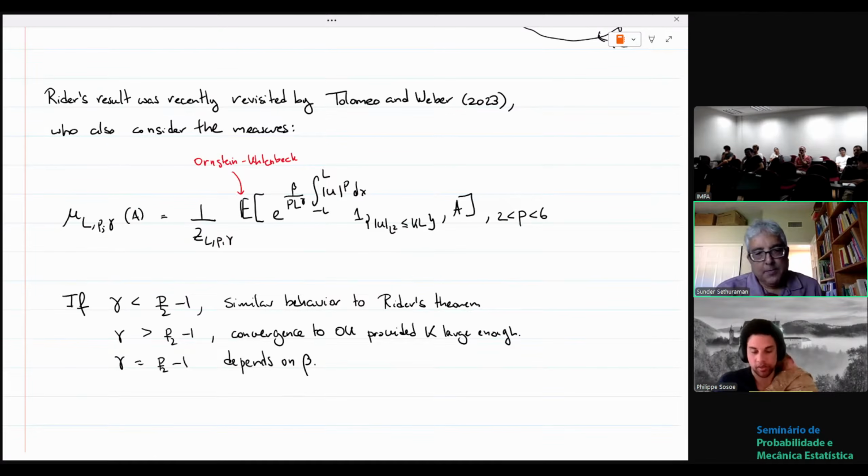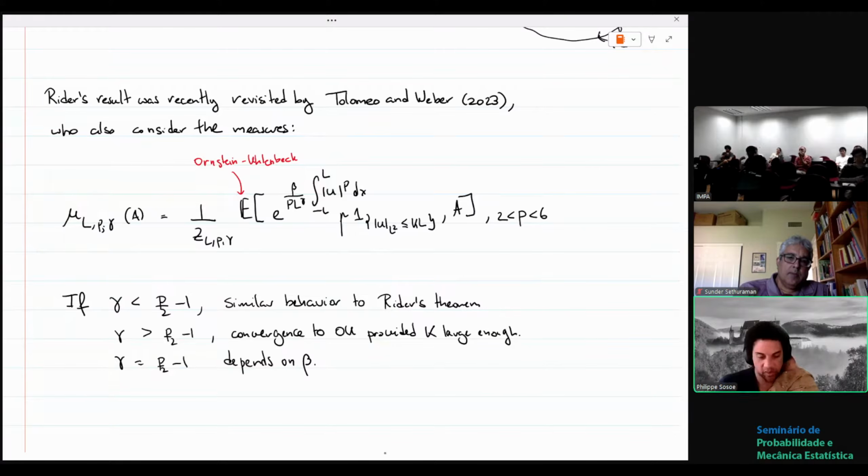Okay, so Writer's result was revisited very recently by Ptolomeo and Weber, who also considered other measures. They say, well, if we put the full power of the nonlinearity, then we know what happens. So let's see what happens when we try to dampen the nonlinearity by putting an L to the gamma. And they find a phase transition in the behavior.